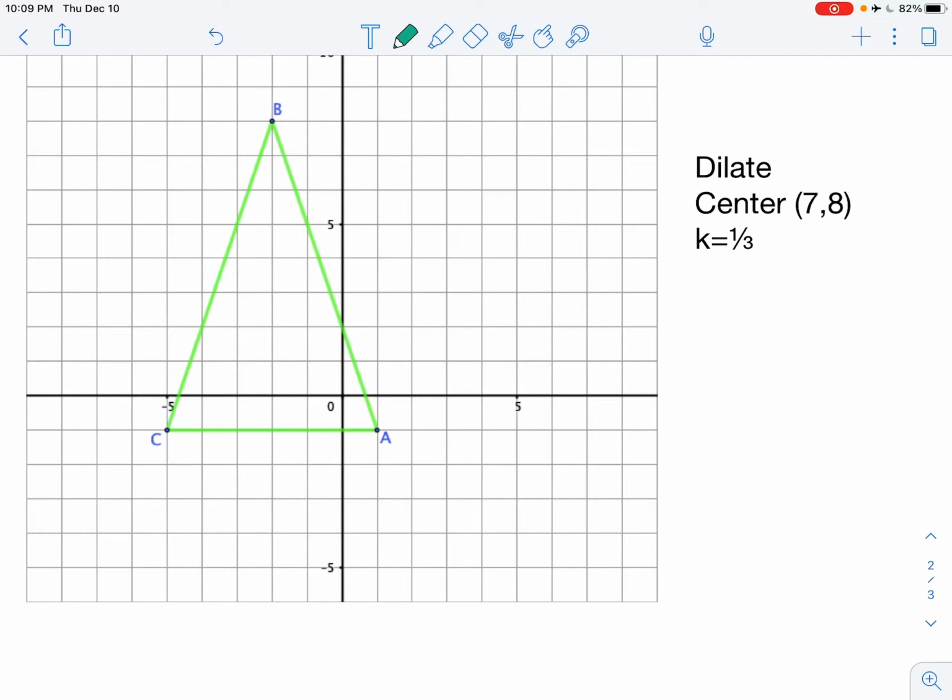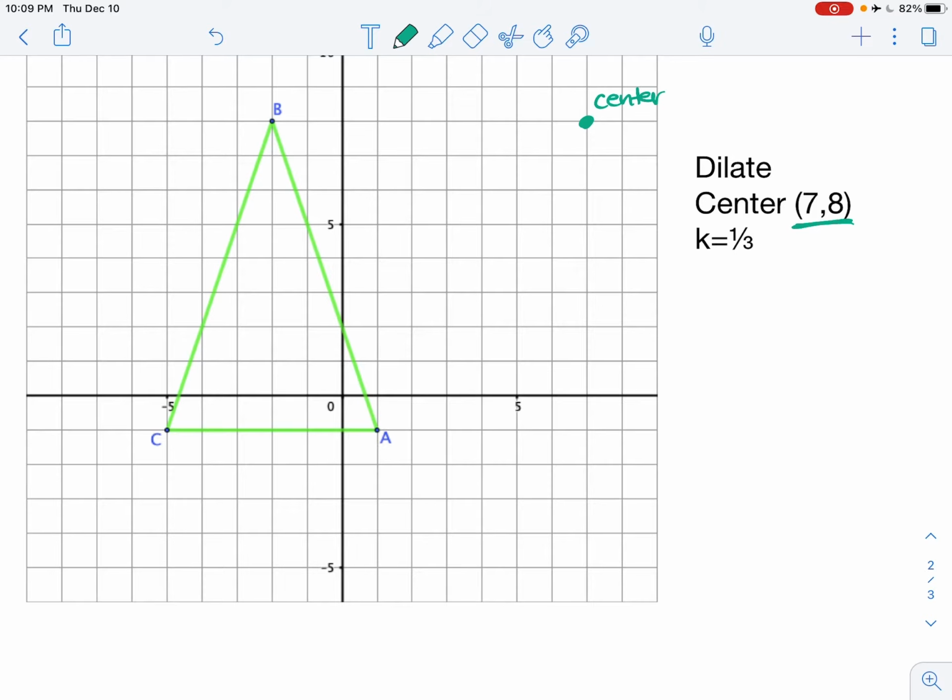So we're going to look at more dilations today, but instead of being centered at the origin, we're going to look at dilations that are centered at other points on the coordinate plane. So this one is centered at the point (7, 8). So I'm going to start by graphing that center. So (7, 8) would be right here. I'm going to write "center" next to it.